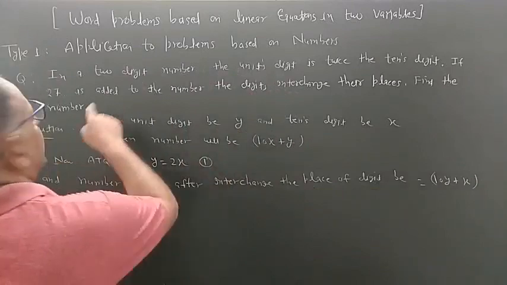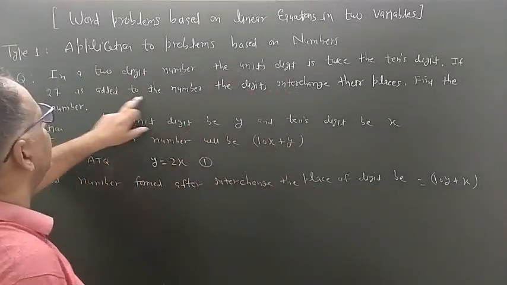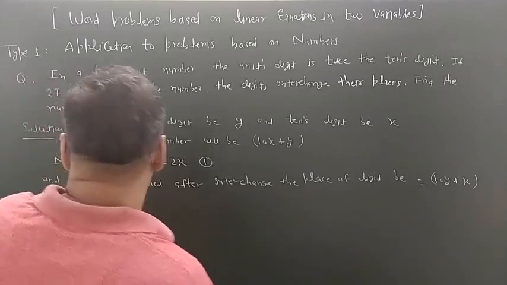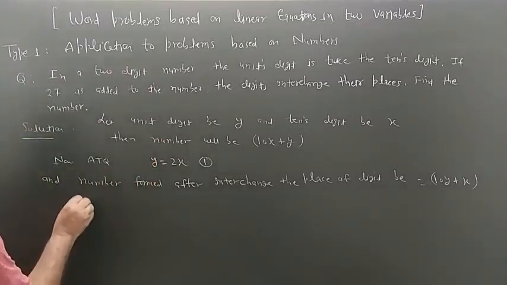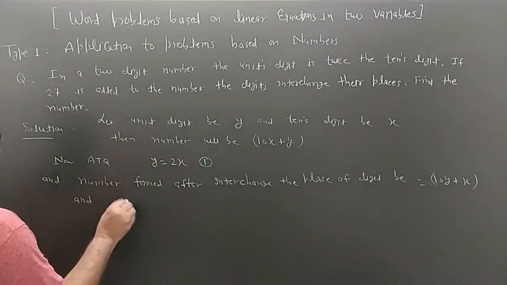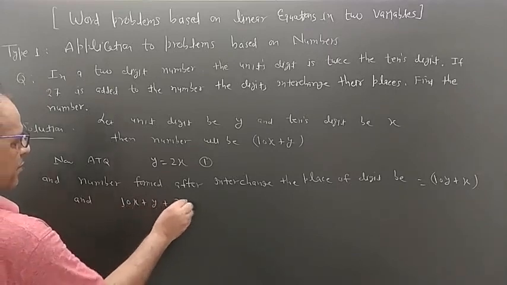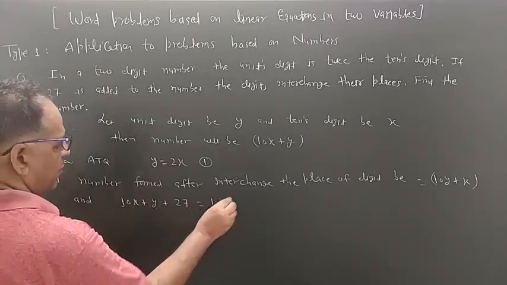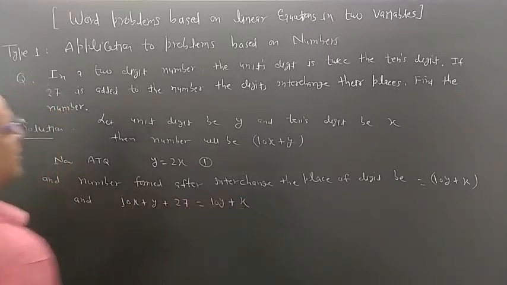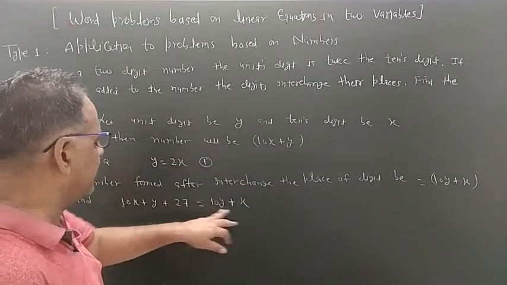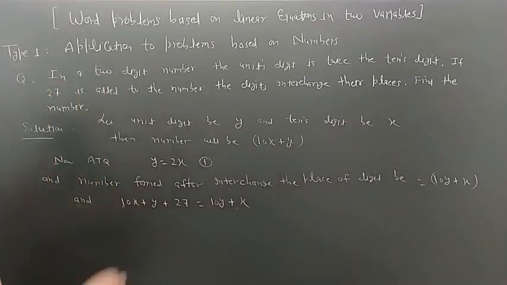Now, according to the question, if 27 is added to the number, the digits interchange their places. Find the number. Now, 10x plus y added with 27 becomes 10y plus x. The original number 10x plus y added with 27, the digits interchange their places.